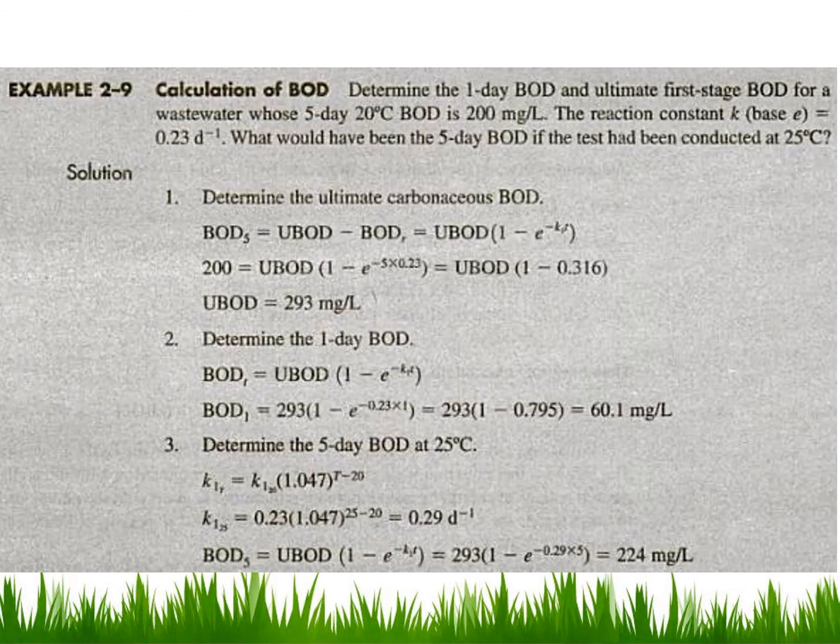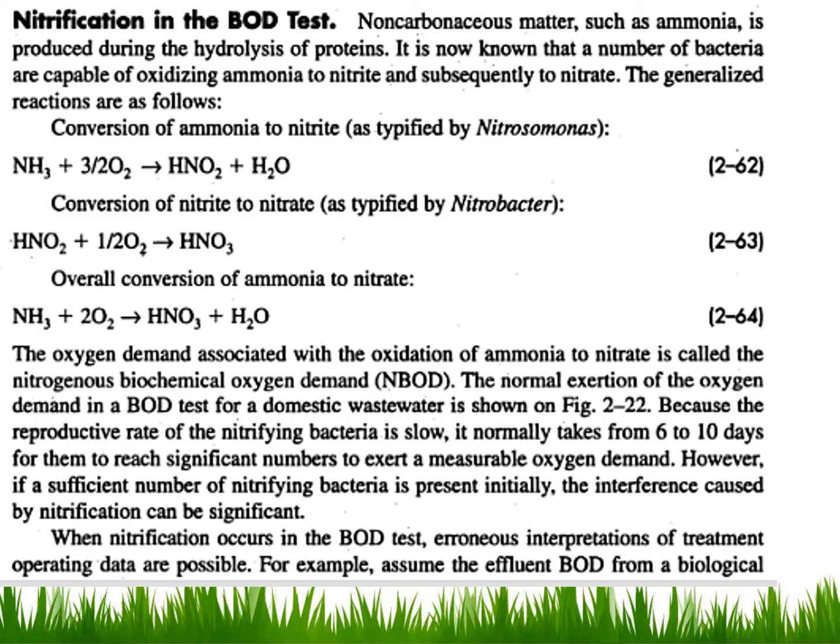Well, now we will move forward and talk about the nitrification test. Earlier we were only talking about the carbonaceous BOD. Now we will move forward to nitrogenous BOD. Non-carbonaceous matter such as ammonia, which is produced during the hydrolysis of protein, can be oxidized: bacteria are capable of oxidizing ammonia to nitrite and then to nitrate. Nitrite is NO2 and nitrate is NO3 ions.